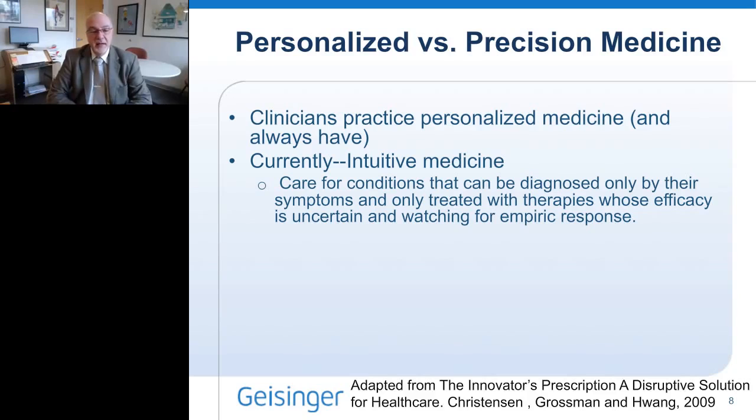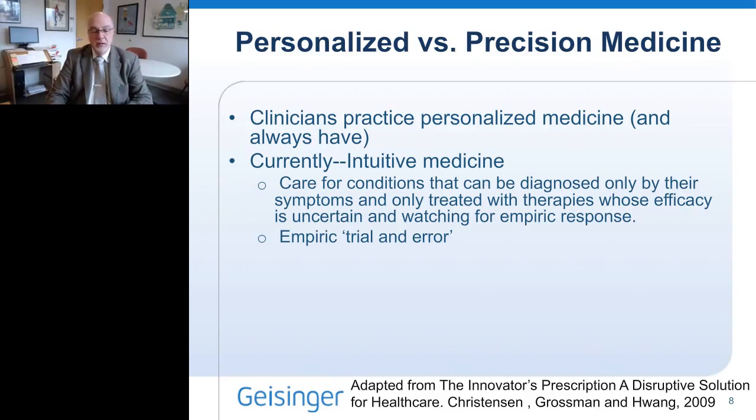And what is meant by that is that this is the care of conditions that can be diagnosed only by symptoms and only treated with therapies whose efficacy is uncertain, and watching for an empiric response. The reason why the efficacy is uncertain is because our interventions are tested on populations. And so therapies that move into practice, on balance, have more people in the population that have an appropriate response than those that don't have a response or have an adverse event. But for an individual, we can't determine a priori whether they're going to be a responder, a non-responder, or will have an adverse event. And that's why we have to wait for this empiric response. So essentially what we've been doing is empiric trial and error.